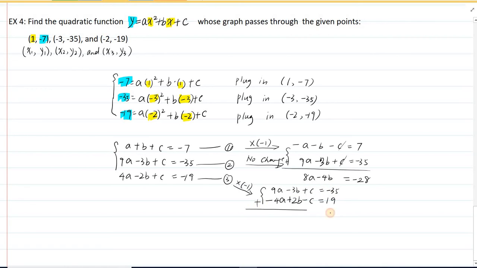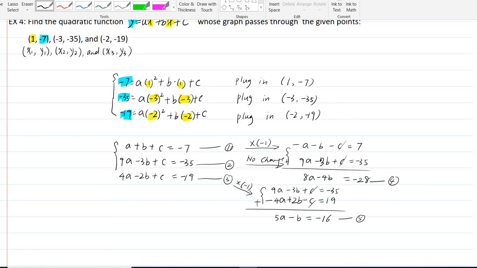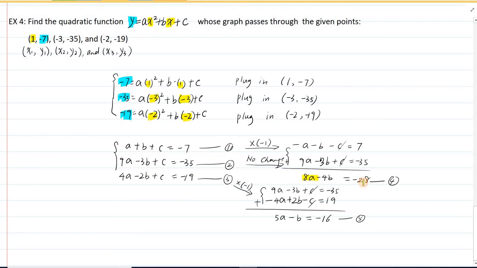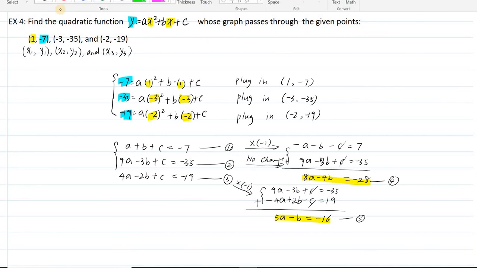So we're going to add them together. That will be 5a, minus b, and the c is going to be gone. And this is going to give you -16. So that will be our equation 4, and then here we have equation 5. Once we have this, that will be my new equation. I'm going to make a system now.